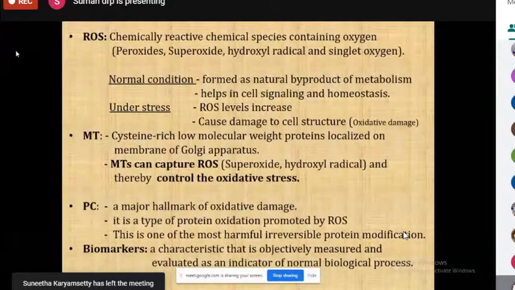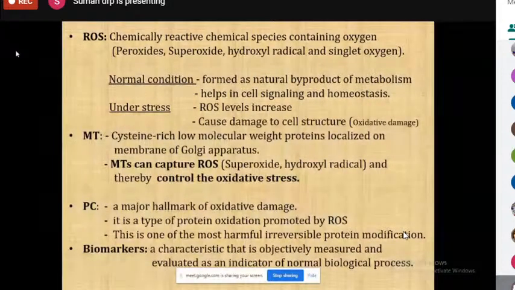And when it comes to reactive oxygen species, in normal conditions they are formed as a natural byproduct of metabolism, which helps in cell signaling and homeostasis. But in stress conditions, the levels of reactive oxygen species increase, which may cause damage to the cell structure. And the metallothioneins, which are low molecular weight proteins, are localized in the Golgi apparatus in the cell. And metallothioneins can capture the reactive oxygen species and thereby control the oxidative stress.